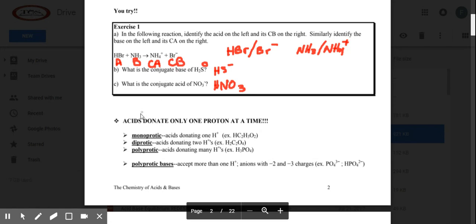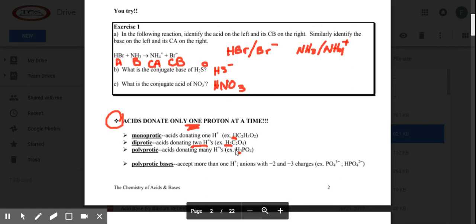Now, when your acids donate protons, they only donate one proton at a time. We have monoprotic acids, which means it donates only one proton. You see, it has only this one H that it can give. This H in the middle is squished. You can't really get rid of it. You can only get rid of this H in the front. Diprotic means it can donate 2 H pluses. So you see how there's 2 H pluses here. That means it's diprotic and can donate 2 protons. And we have polyprotic, which is an acid that can donate more than 2 protons.